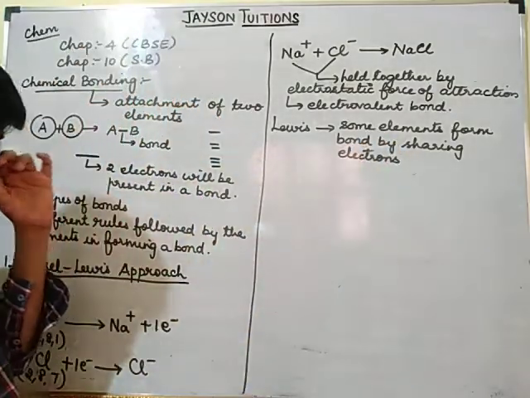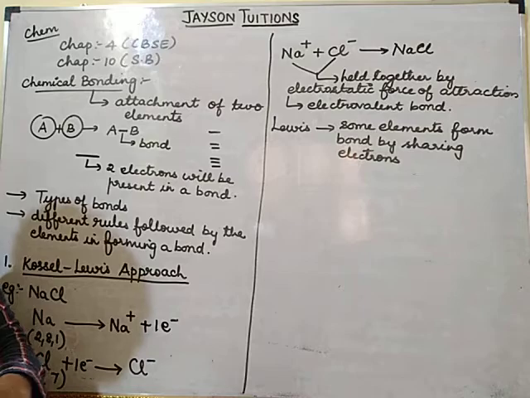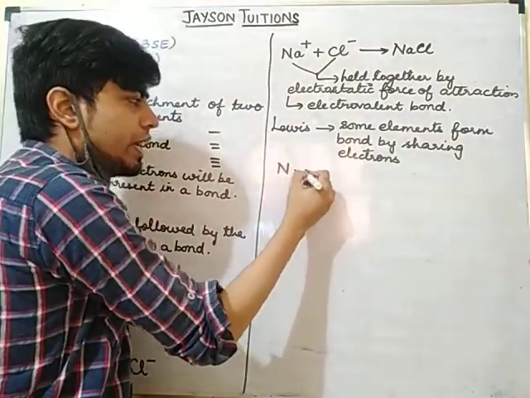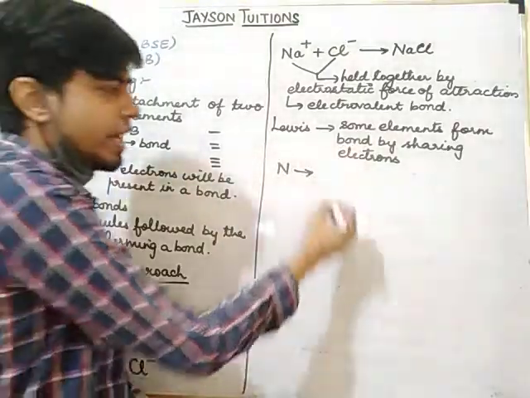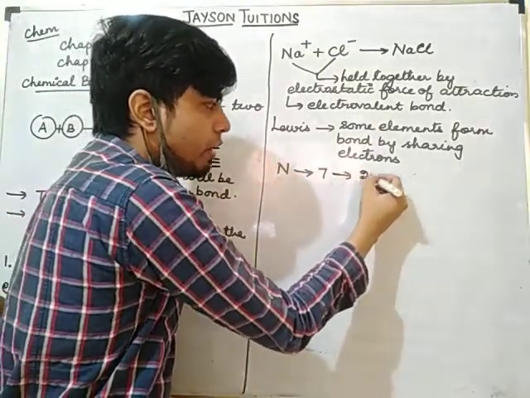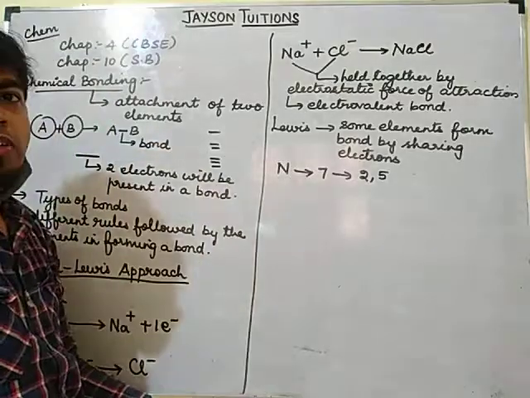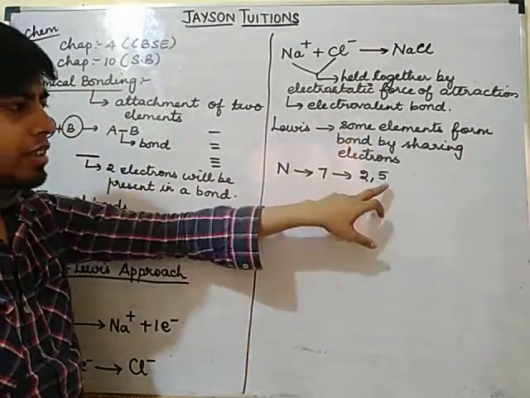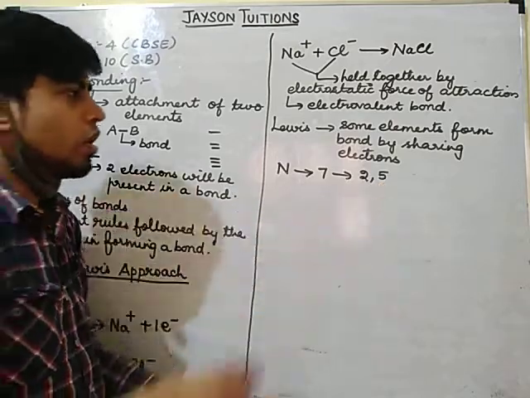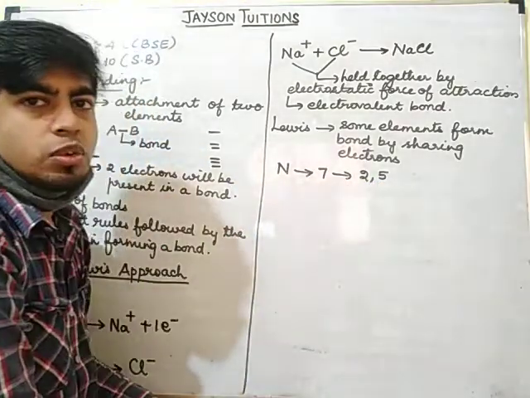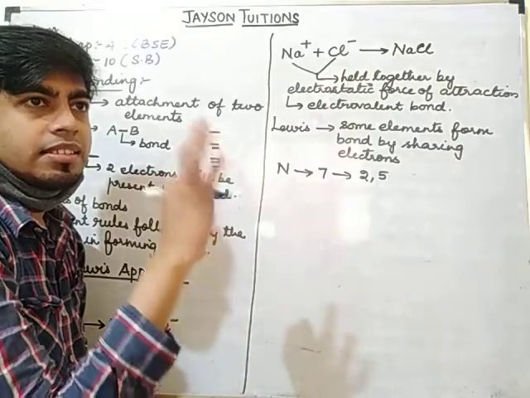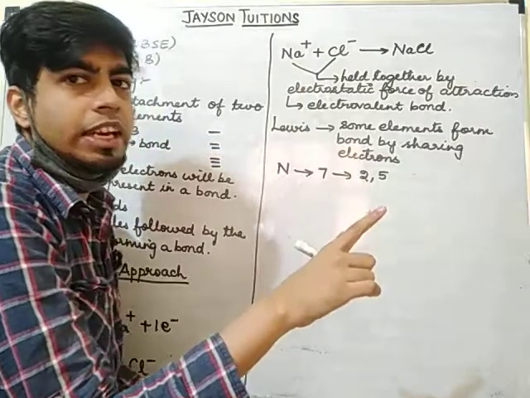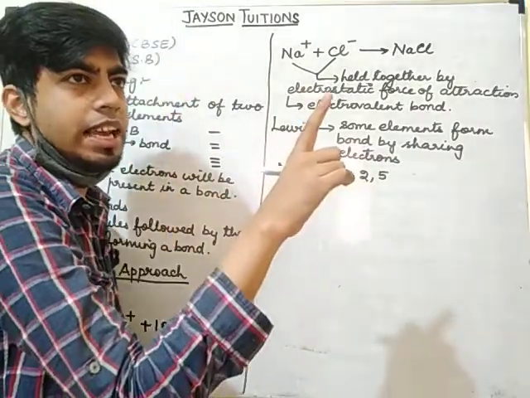Okay, so this was given by Lewis. For example, if you take nitrogen, what is the atomic number of nitrogen? 7. It will be arranged as 2, 5. So in the last shell always 8 electrons should be present to make it stable. How many electrons does nitrogen need to become stable? It needs 3 electrons to become stable. So if it needs 3 electrons, it will share 3 electrons.